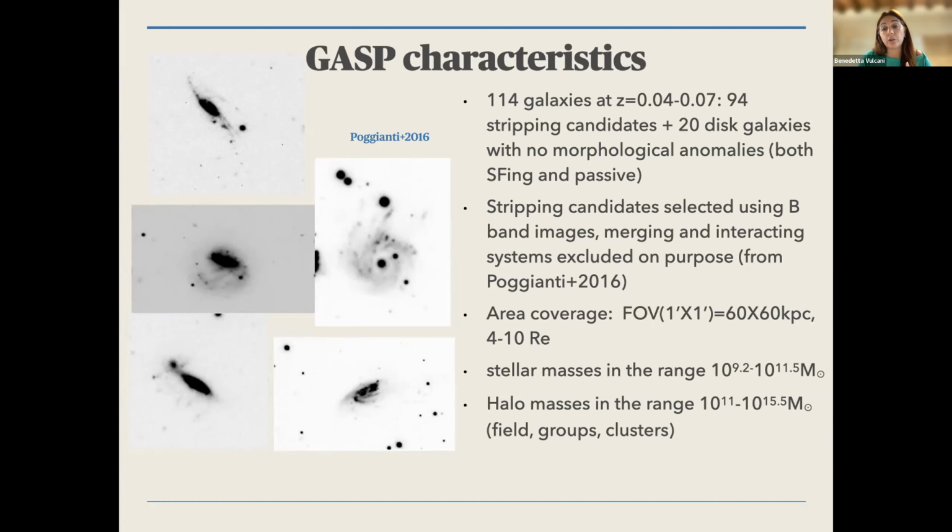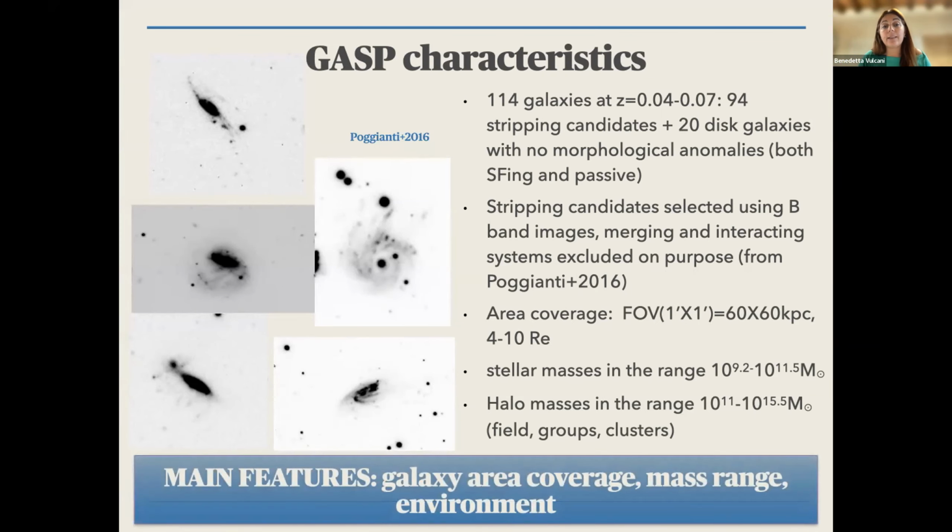Thanks to the large area coverage of MUSE, at the redshift of interest, between redshift 0.04 and 0.07, we can observe a region that is 60 by 60 kiloparsec. And so we can really see very far outside the galaxy. We are really sensitive to the outskirts, which is where the interaction between the environment and the galaxy happens. So we can reach up to 10 effective radii. With respect to other surveys like MaNGA or CALIFA that can count on a huge number of galaxies, the main features of GASP are the large galaxy area coverage. Many other surveys really focus on the central parts of the galaxies. We cover a wide mass range, and we are targeting galaxies in different environments.